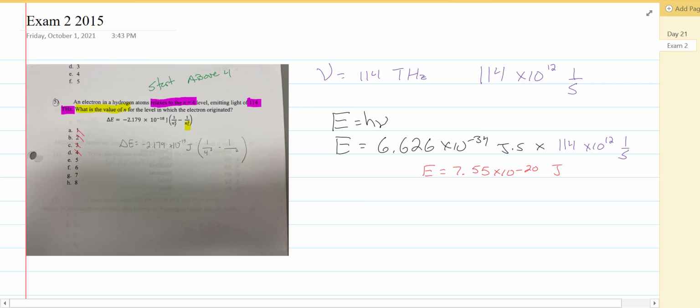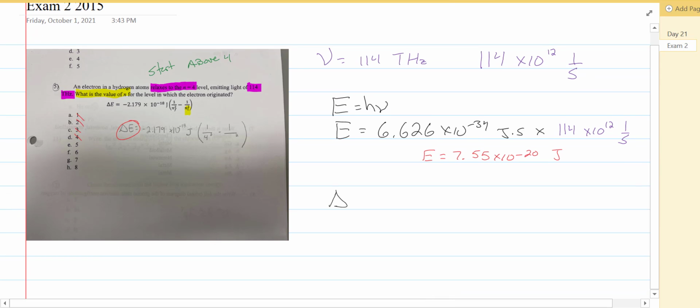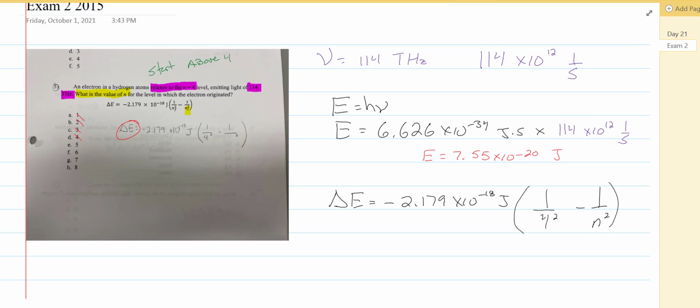All right, so that's E. That's what delta E is going to be right here. So when we use our delta E formula, delta E equals negative 2.179 times 10 to negative 18 joules, times 1 over 4 squared minus 1 over n squared. And we're looking for n. Well, what I can do is plug in 5, 6, 7, 8. Right? Instead of doing the algebra, I just type in my calculator negative 2.179 times 10 to negative 18.